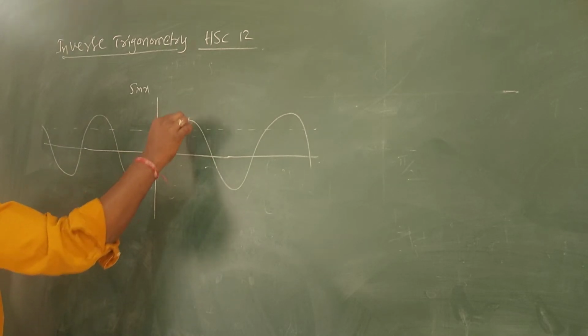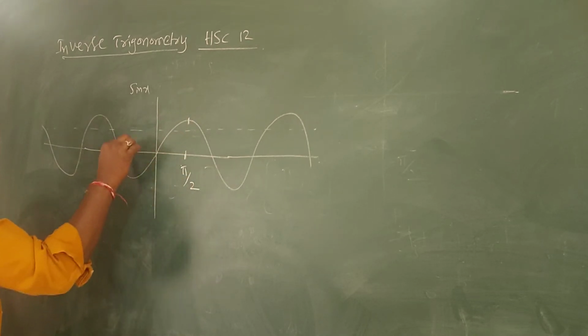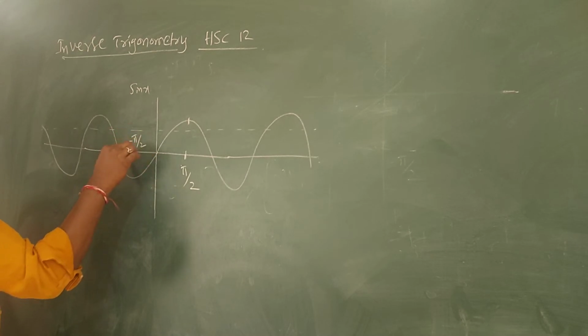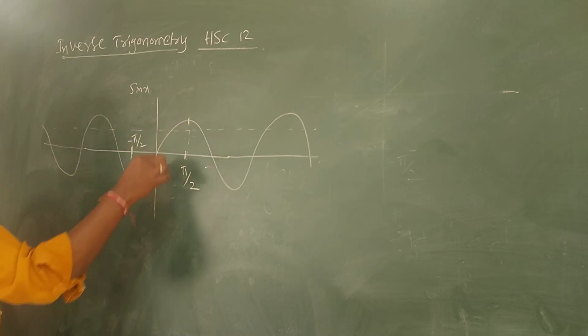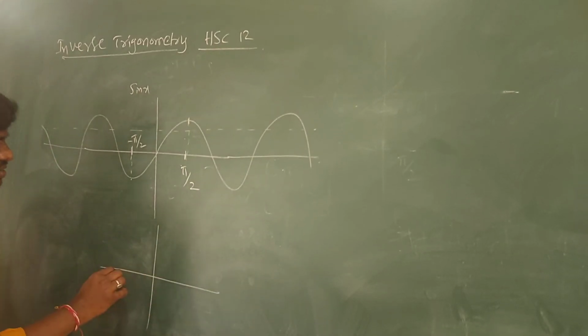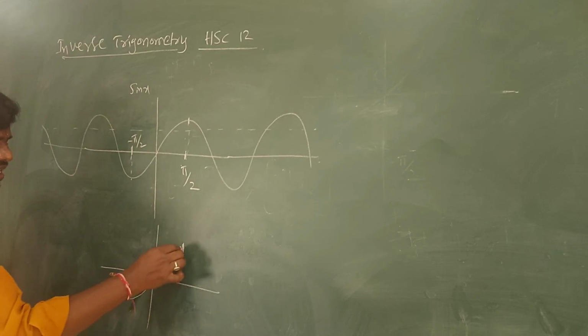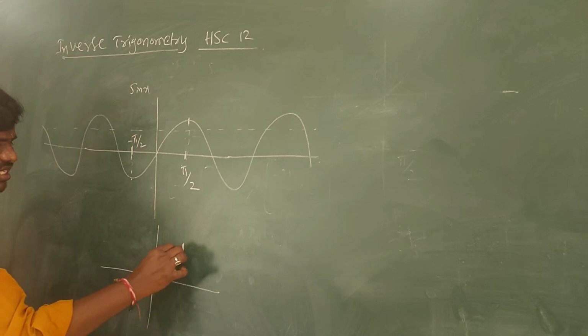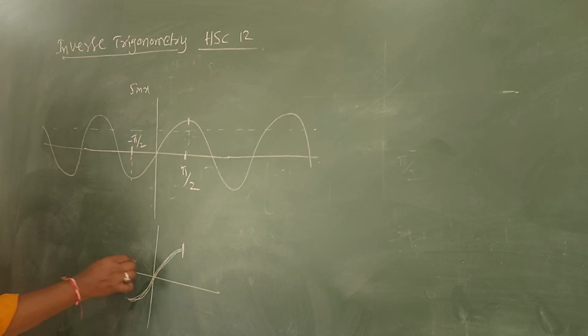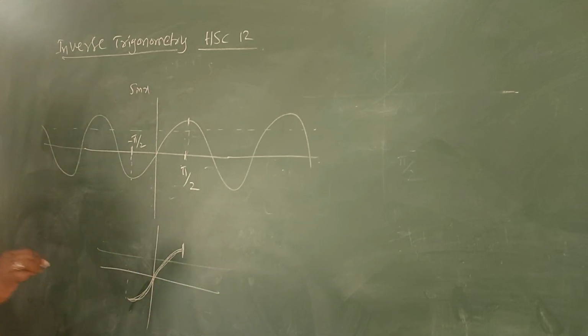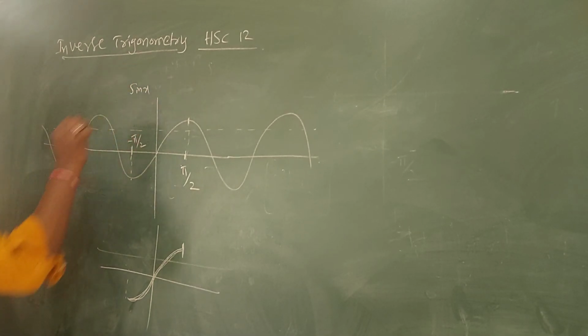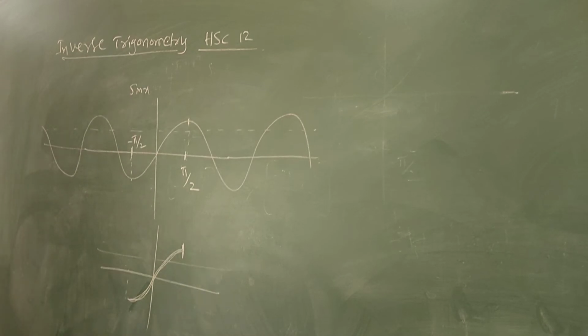But if I restrict the domain, here is pi by 2 and here is minus pi by 2, and I restrict the graph to this portion, then if I draw a line, it cuts only one point, so it's a 1-1 function. So 1-1 and onto, it is invertible. So we are going to sin x. Every trigonometry function is not invertible, but we restrict the domain.